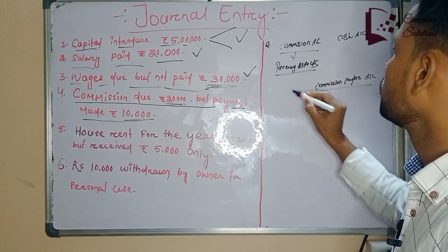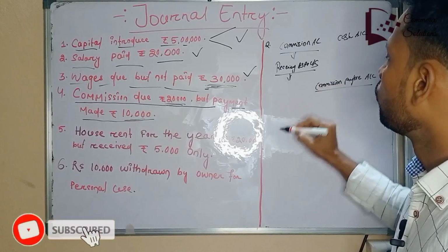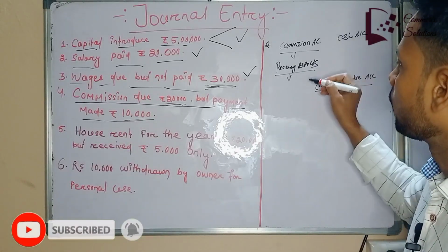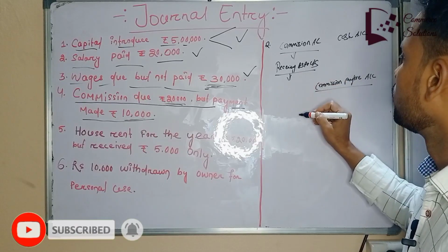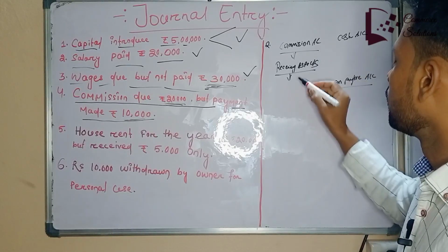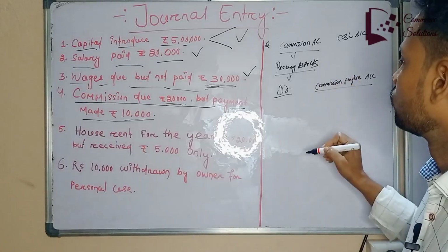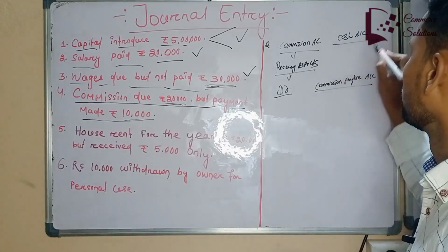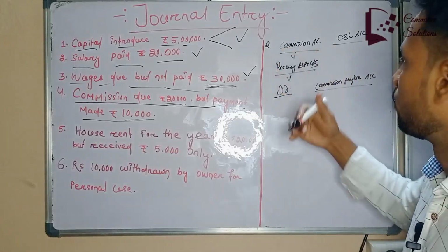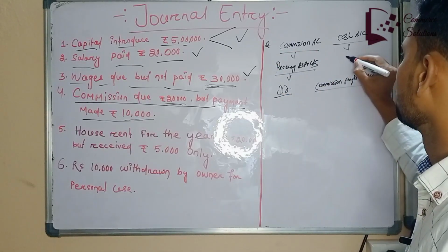Why is commission a receiving aspect? Because we are receiving the extra effort of the employee. That's why it is a receiving aspect. And what is debit? Debit is the receiving aspect. That's why commission should be debited. Here cash, we are giving to the employee. That's why it is a giving aspect.